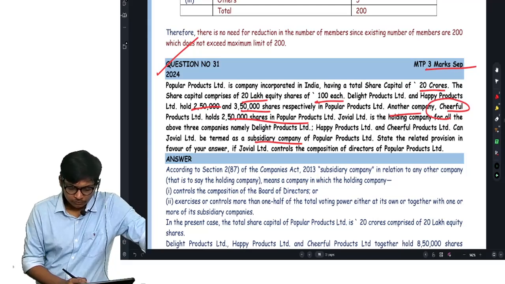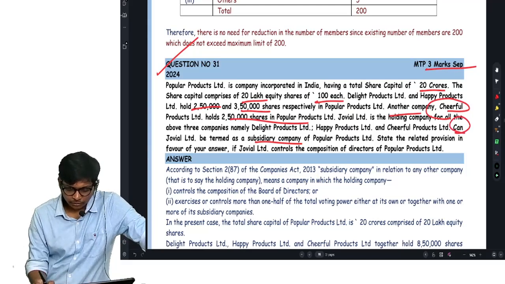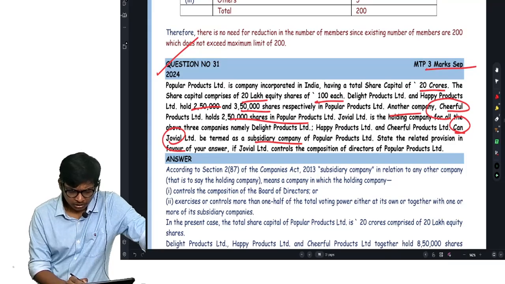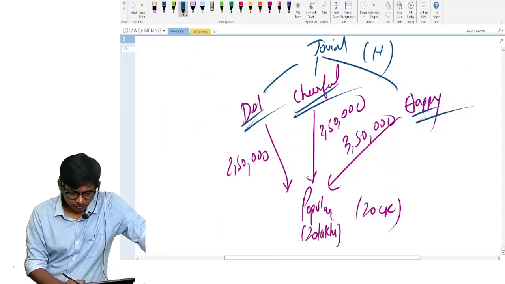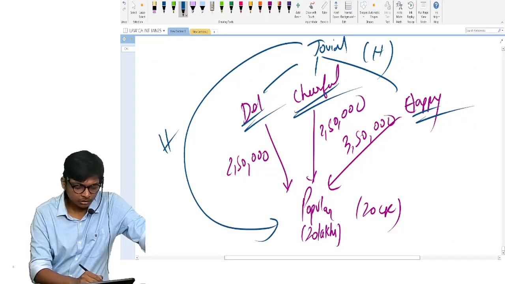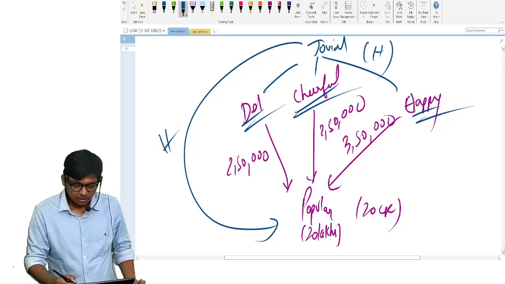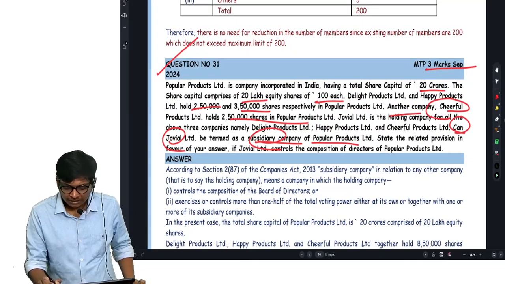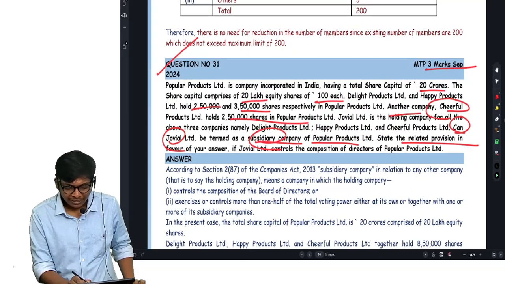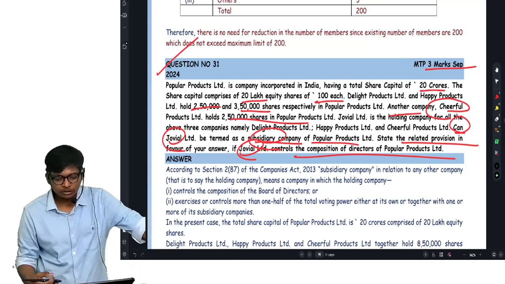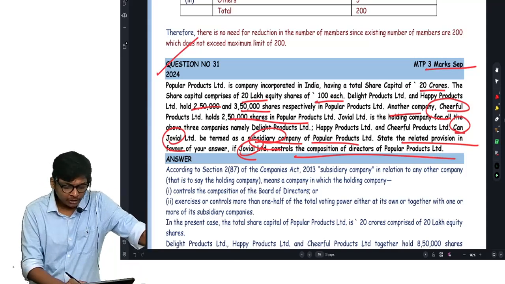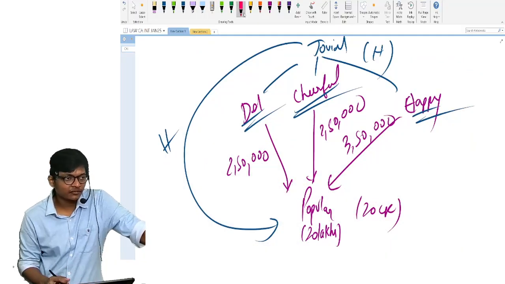Okay, they want to know, can Jovial be termed as subsidiary of Popular? They're asking if Jovial is holding of Popular, correct? State the provisions. What will be your answer if Jovial controls the composition of directors of Popular? Did you all get the question factually right here?